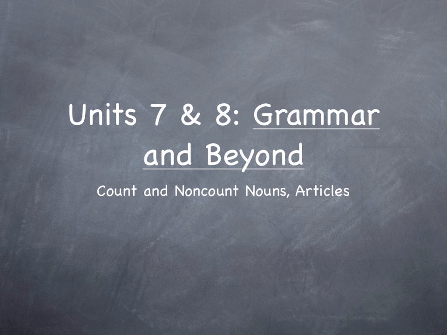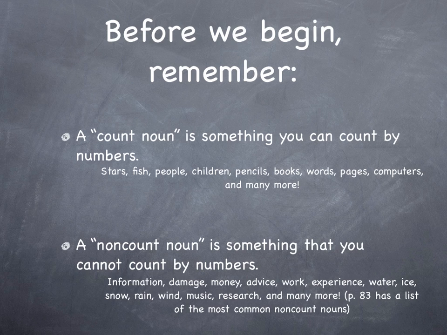This is the presentation for Units 7 and 8 of Grammar and Beyond about count and non-count nouns and articles. Before we begin, remember, a count noun is something that you can count by numbers. So a count noun is something that you can point at and actually count, like fish or stars, people, children, pencils, books, words, pages, computers, and many more things.